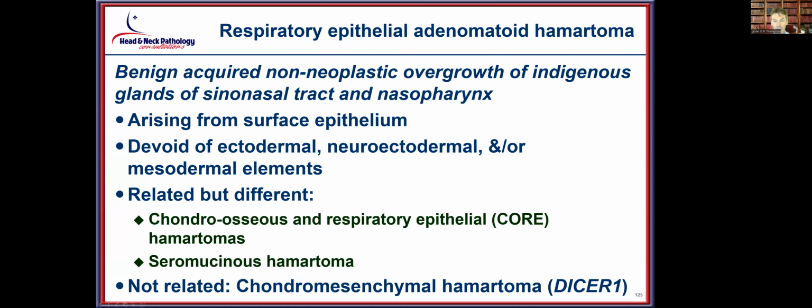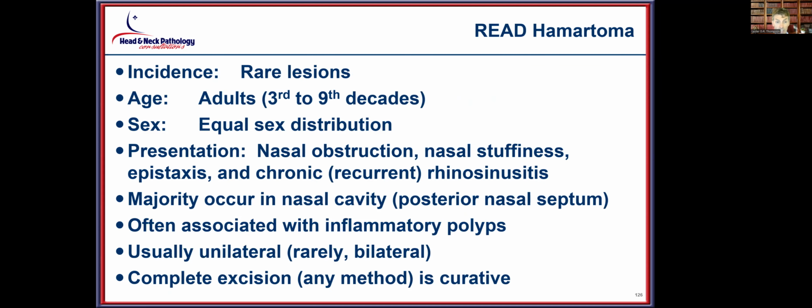Respiratory epithelial adenomatoid hamartoma is a non-neoplastic overgrowth, but it can have a spindle cell appearance, and of course is in the differential for the final lesion that I'm going to talk about in a few moments. But just be aware that it is devoid of any ectodermal or neuroectodermal elements, and it is not the same as a chondromesenchymal hamartoma, which is associated with the DICER1 syndrome.